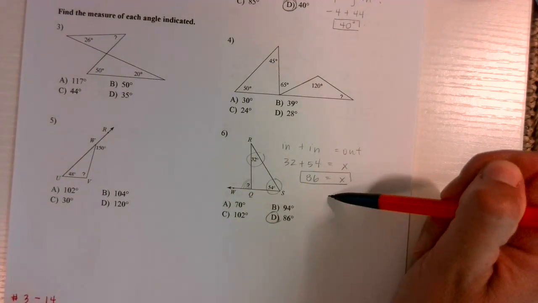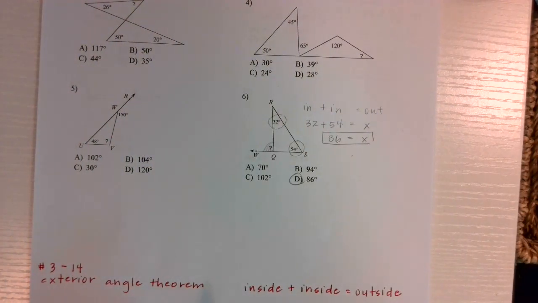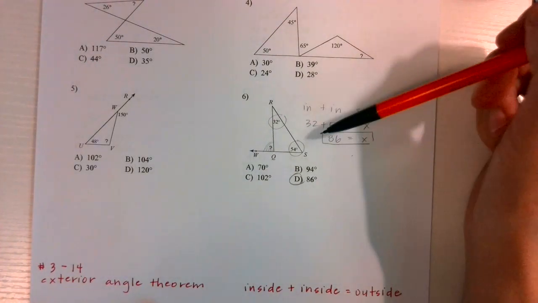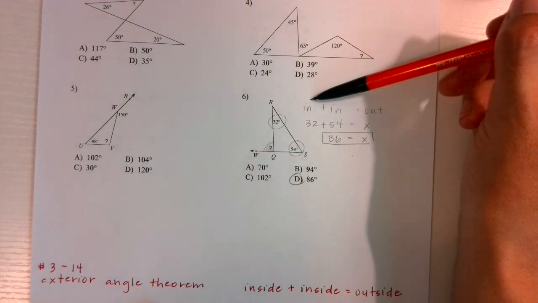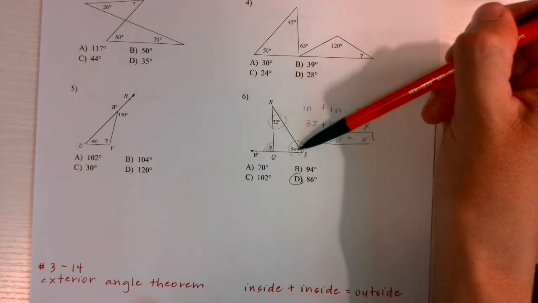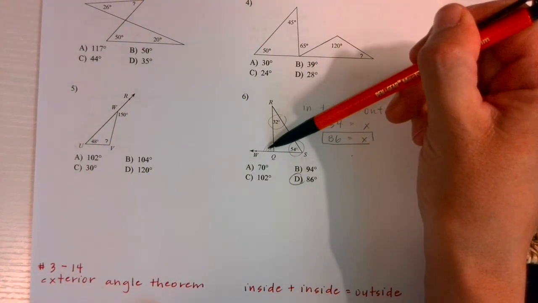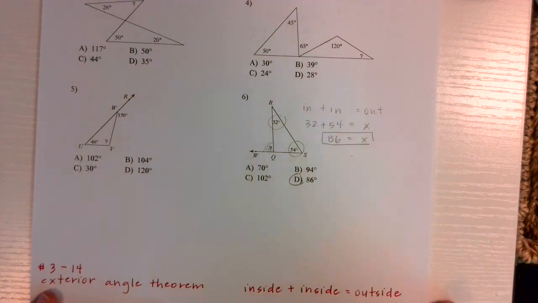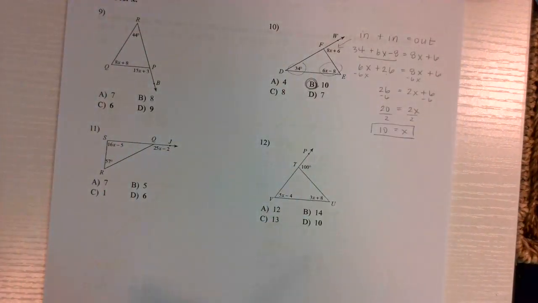So on down here, this is exterior angle theorem. Inside plus inside equals the outside. So that is going to look like this. In plus in equals out. And so inside plus the other inside equals the outside. So we just add those together, solve for x. We're all done on that one.